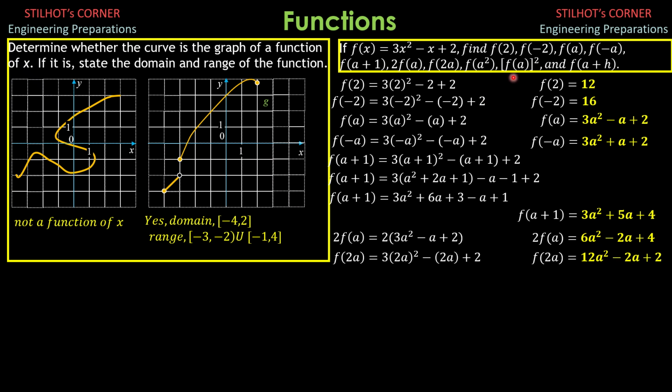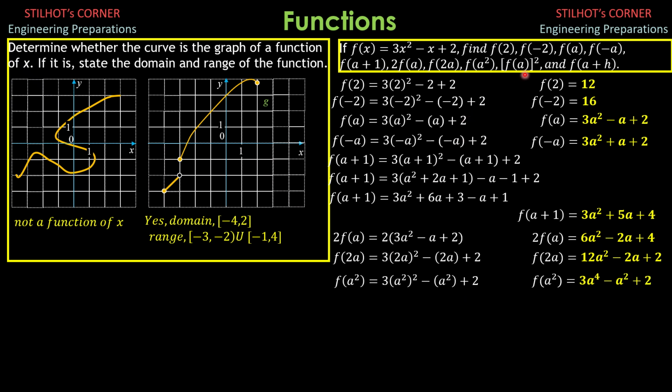Then f of a squared, so 3 times quantity a squared squared minus quantity a squared plus 2. So simplifying, that's 3a to the fourth minus a squared plus 2. 3a to the fourth minus a squared plus 2.